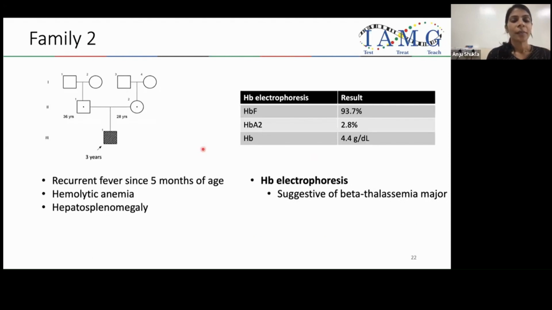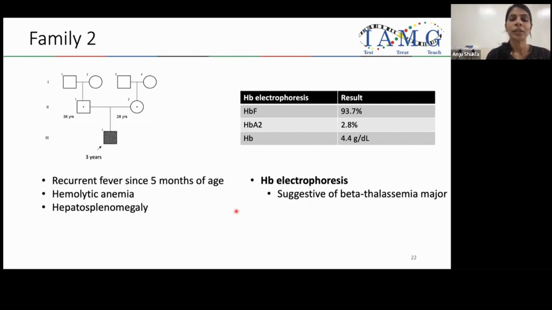This is another family of a 3-year-old male baby, and there was history of recurrent fever since the boy was 5 months of age. He also was diagnosed with hemolytic anemia and had received 5 blood transfusions. He had organomegaly, and the HB electrophoresis showed very high levels of HbF, that is around 93.7%. So clinically, we made a diagnosis of beta thalassemia major.